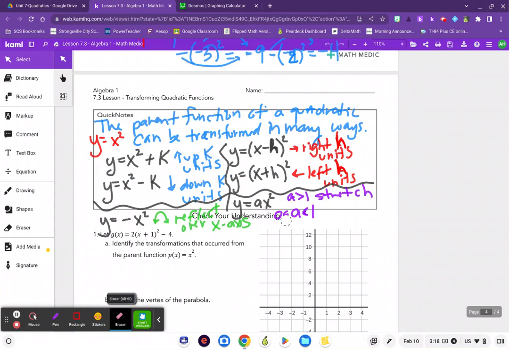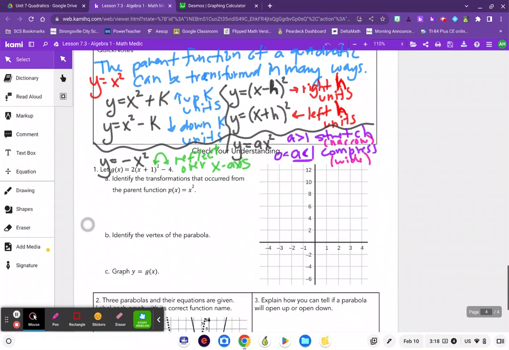It has to be positive, in other words, okay? It has to be a positive a value. So if I have a positive a value that's less than 1, then it's going to be a compress. Okay, and a stretch means I get narrower, and a compress means I get wider. So stretch, narrow, and compress, wide.